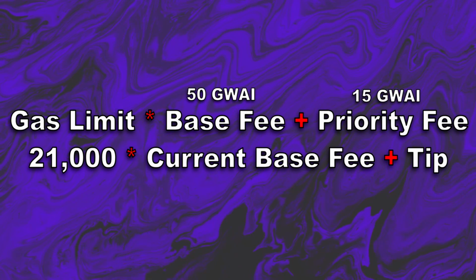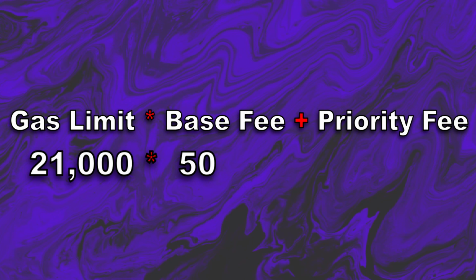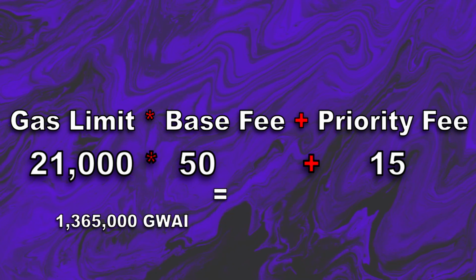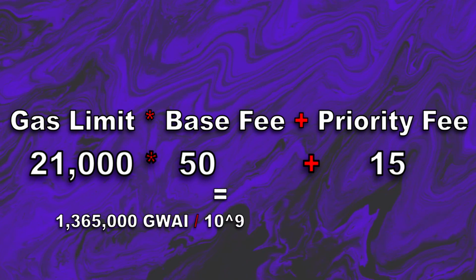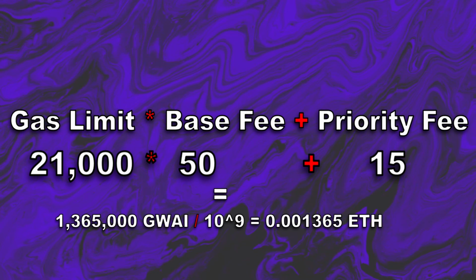So to calculate the gas fee, we have to put 21,000, which is the gas limit, times 50, the base fee, plus 15, the priority fee. We will end up with 1,365,000 gwei. Now to change that into Ethereum, we divide that number by 10 to the power of 9 and we end up with 0.001365 Ethereum.